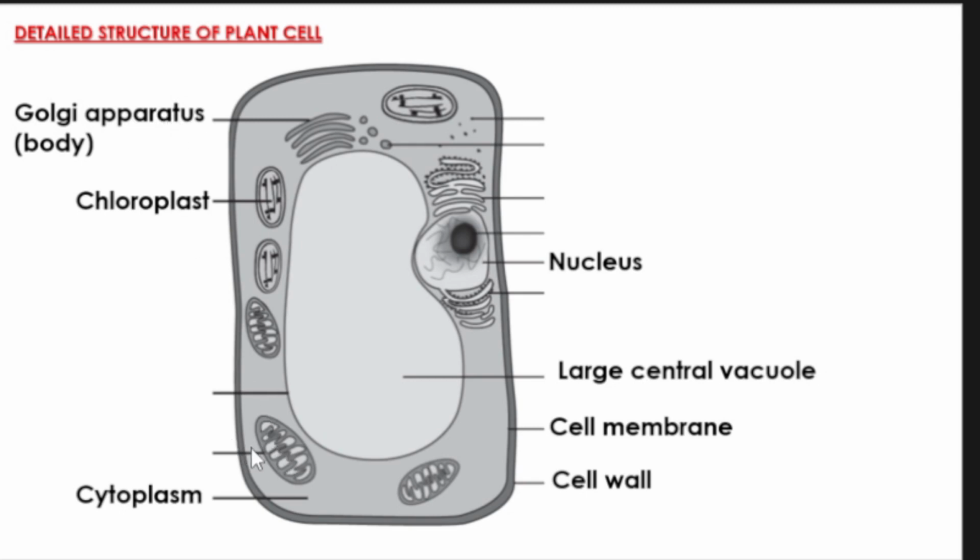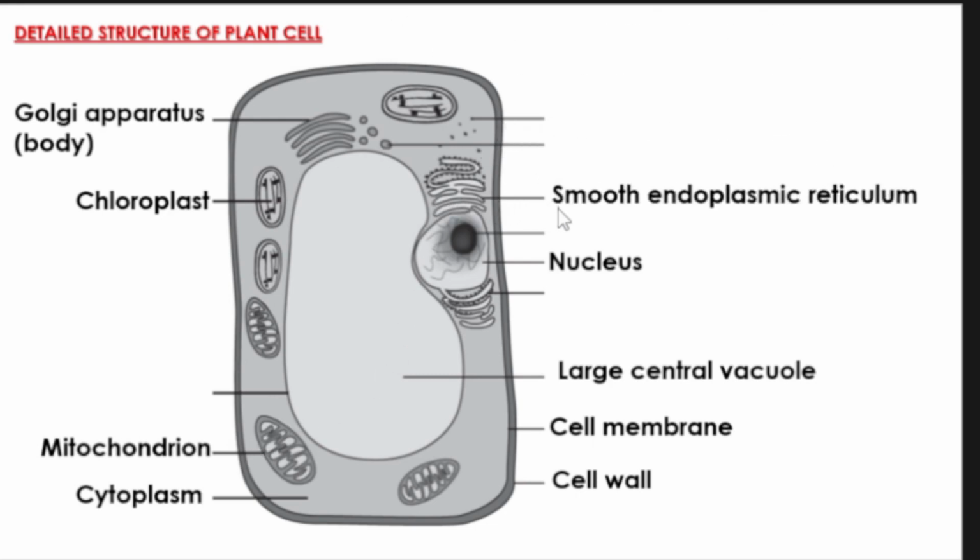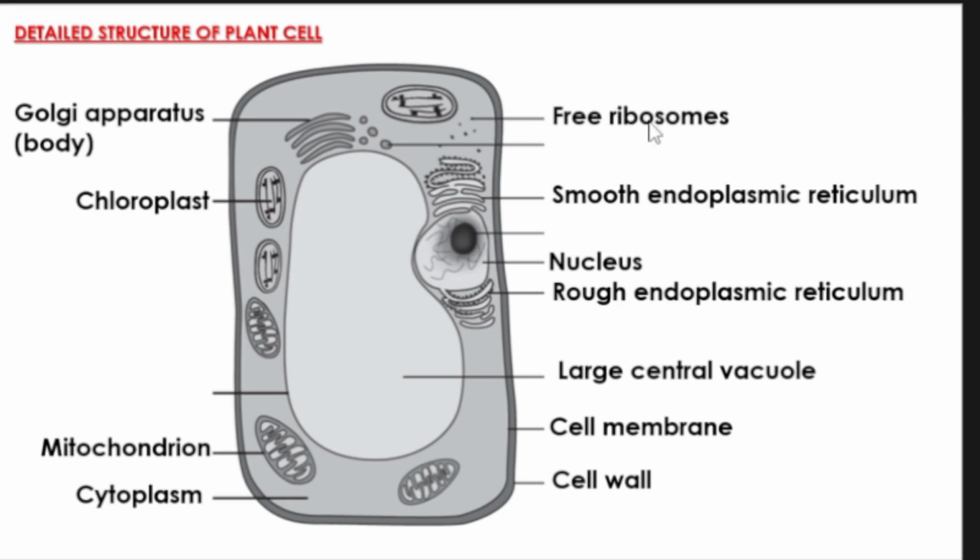Then this part here is called the mitochondria, and this part here is called the smooth endoplasmic reticulum, and this part here is called the rough endoplasmic reticulum, and then these two small particles which are also found on the rough endoplasmic reticulum are called free ribosomes. So these are free ribosomes, but the ribosomes are also found on the rough endoplasmic reticulum, and that's what makes this endoplasmic reticulum rough.